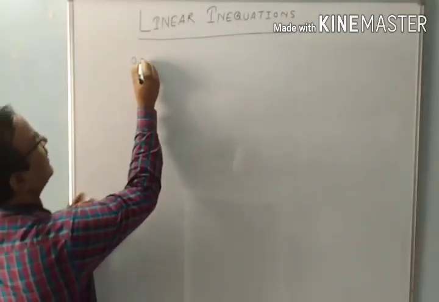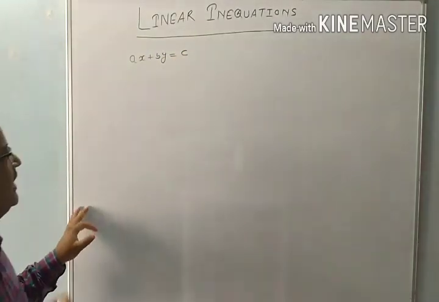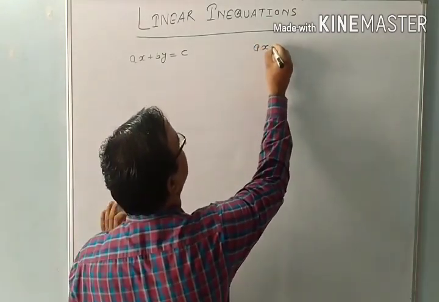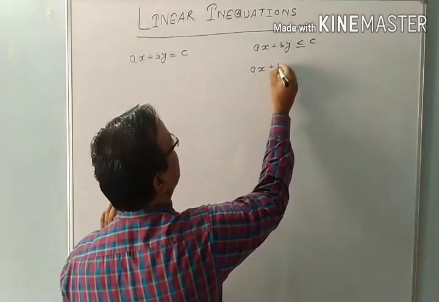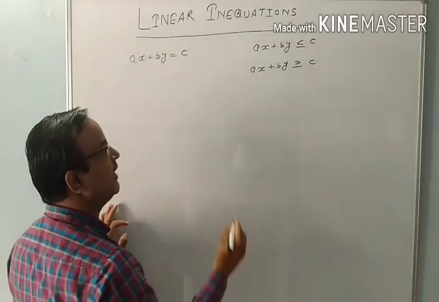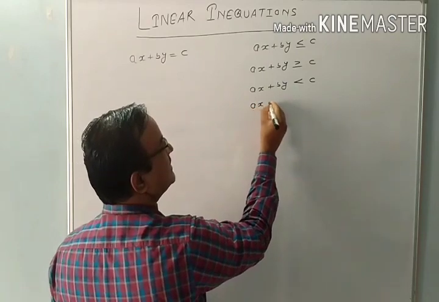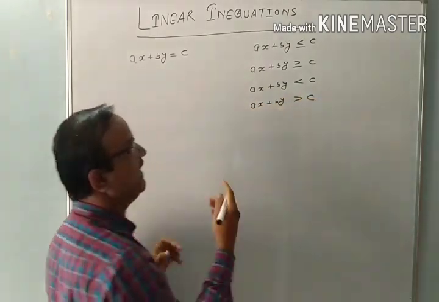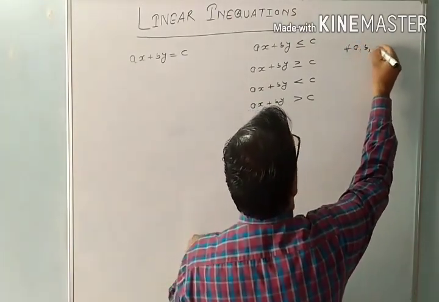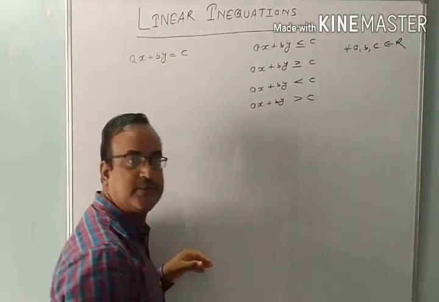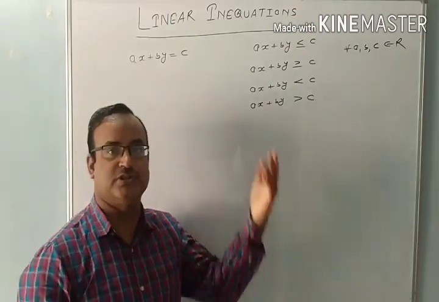In linear equations, we write ax plus by is equal to c. But in linear inequations, we write ax plus by is less than or equal to c. It may be more than or equal to c: ax plus by is more than or equal to c. And ax plus by is less than c, ax plus by is more than c, where a, b, c belong to real numbers, for all values of a, b, c belonging to the set of real numbers. So what is the difference between linear equations and linear inequations?